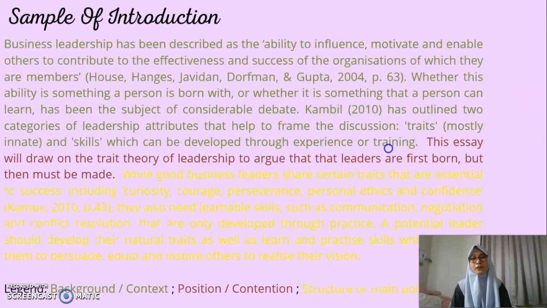This is a sample of introduction. As you can see, the green one is background or context. The red one is position or contention. The yellow one is structure or main point of an essay.